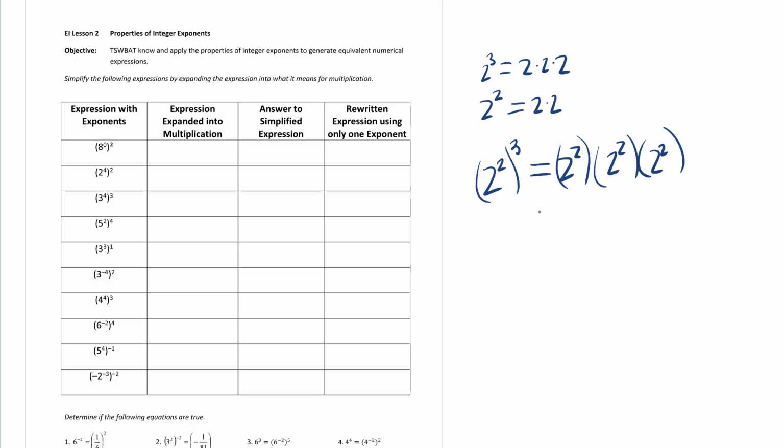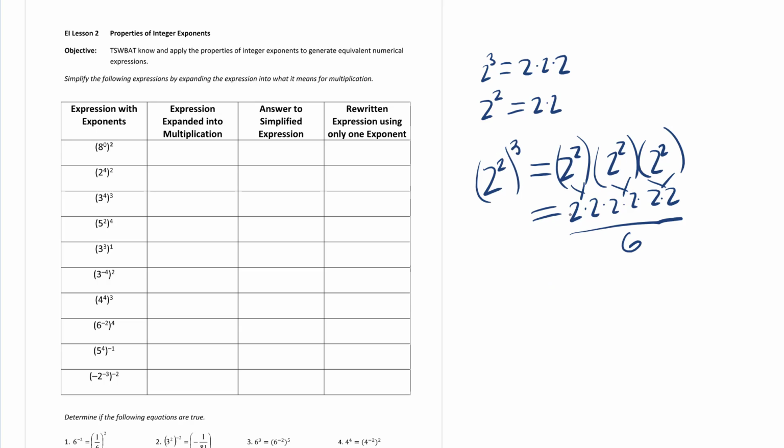Now we can take those 2 squareds and turn them into 2 times 2's, and we'll actually end up with how many? Well, 6 2's. 2 times 2 times 2 times 2 times 2 times 2. You can see that that comes from here, and from here. So we have 6 of them, 6 total. How do we know that there are 6? Well, it turns out when you raise a power to a power, multiply.